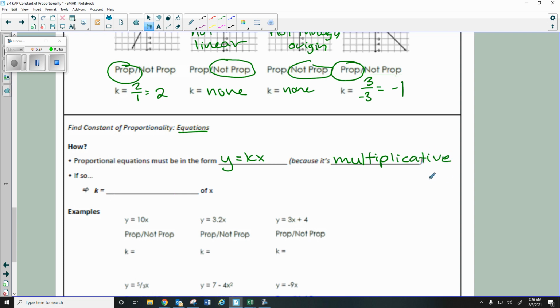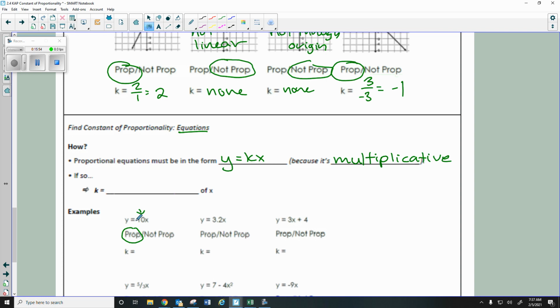Remember, if it has anything added onto it and any extra fluff, that means it's not multiplicative. That means it's a two-step. That means it's additive. It is not going to be proportional. And if so, k is just going to be that. If I look at this equation, I already see that this is multiplicative. This number right here is k because I replaced k with 10.